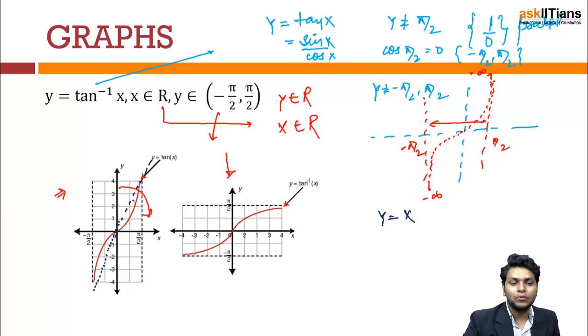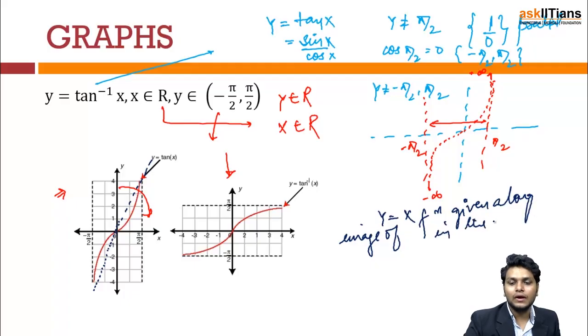And if you have drawn it properly, the inverse function will be the image of the given function along the line y equals x. That's the value of the inverse function, and that is how, practically, we can find out the inverse functions.